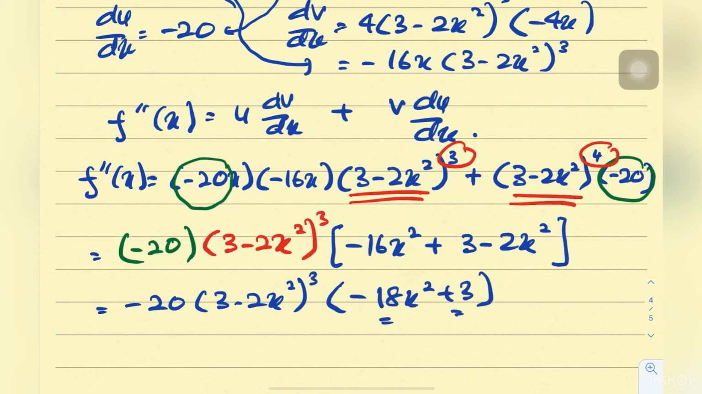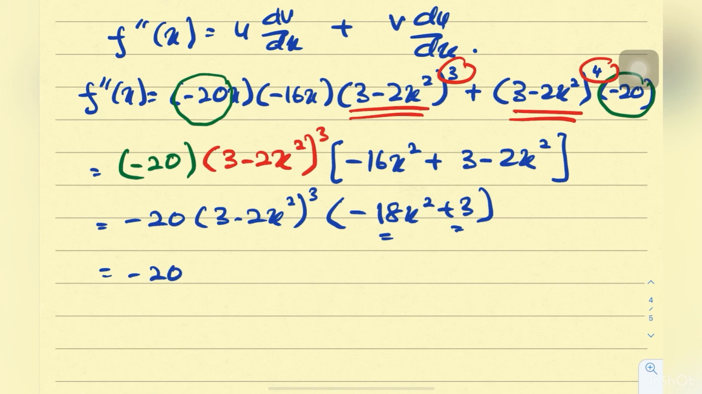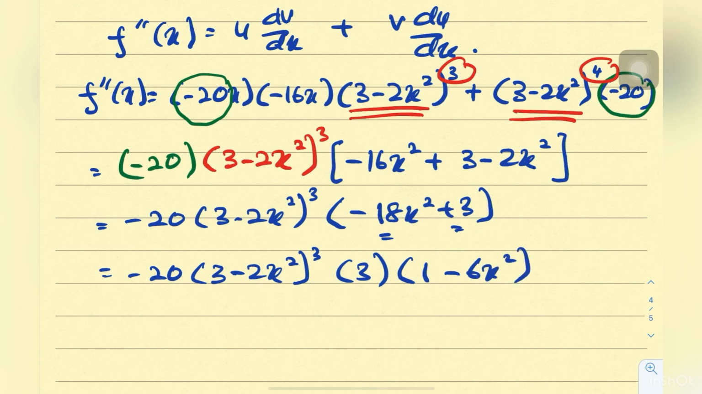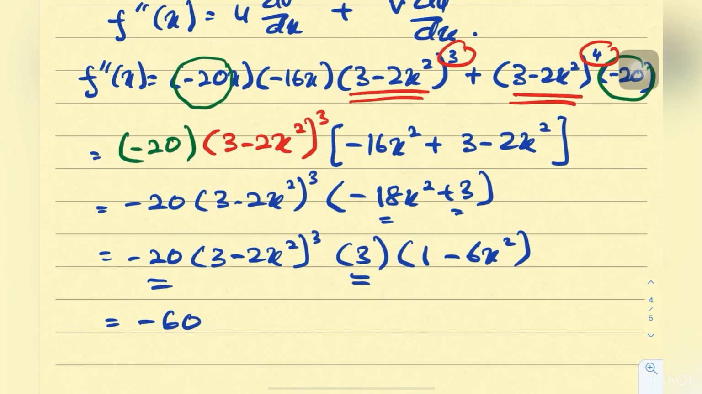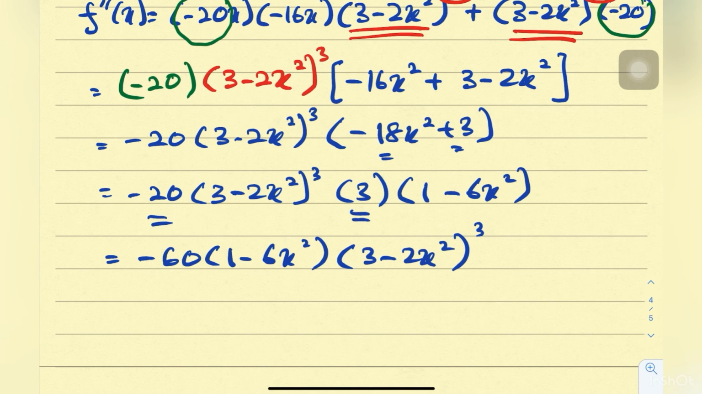This one you still can factorize. You can move out 3, so it becomes 1 minus 6x squared. Just multiply with the negative 20 and the 3: negative 60 times (1 minus 6x squared) times (3 minus 2x squared) cubed. This is f double prime x.